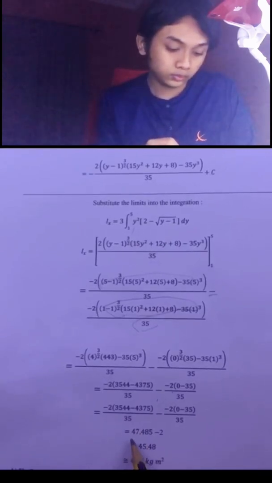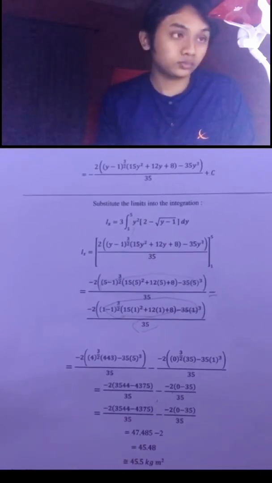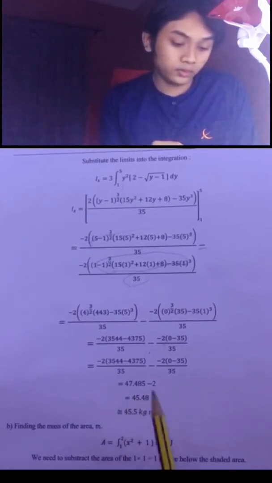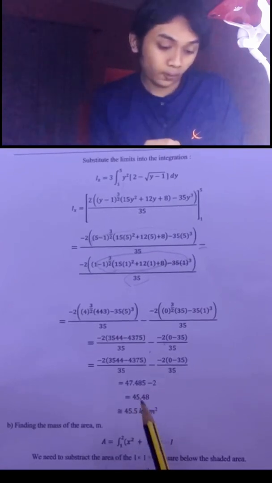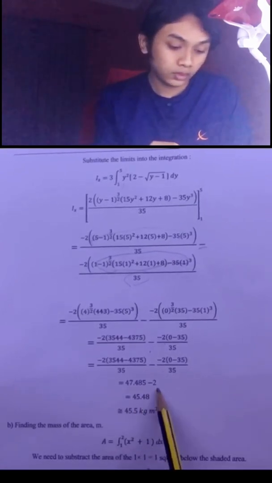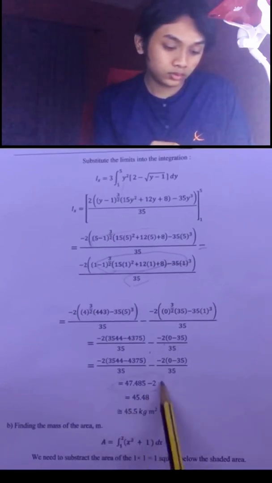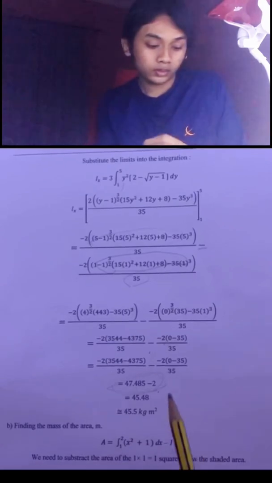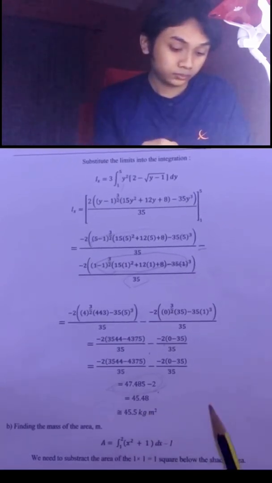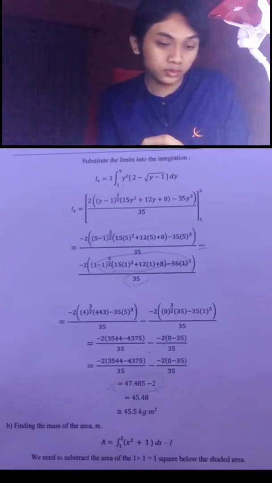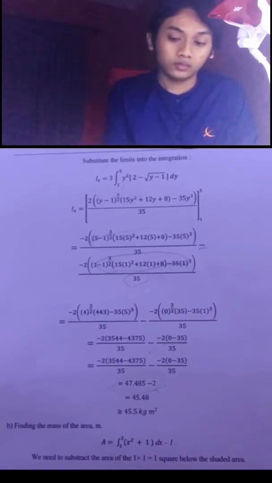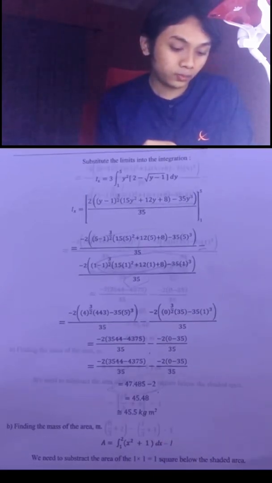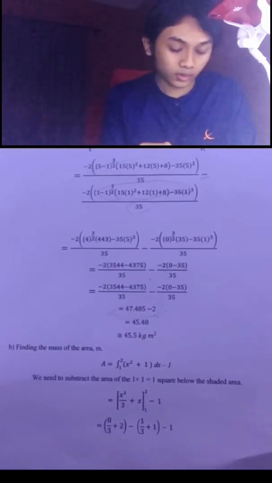And it will become 47.485 minus 2, and we solve this and we get 45.48. So the answer for finding Ix, which is inertia, is 45.5 kilogram m square.